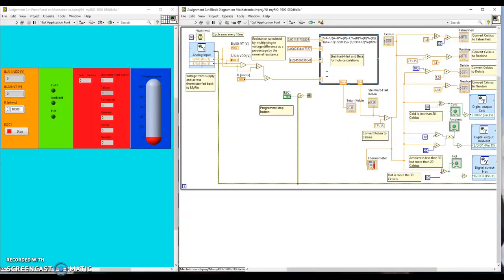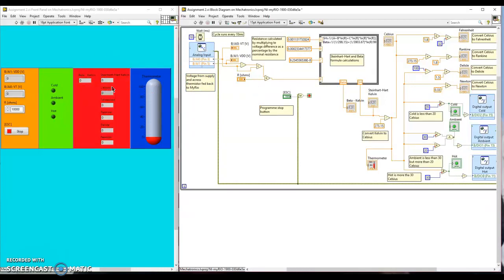This is fed into the Steinhart-Hart and beta formula calculations to be converted to temperatures. We also require constants. These are pre-calculated from the information supplied by the thermistor datasheets. The conversion from resistance to temperature is given in Kelvin. These are displayed on the front panel.